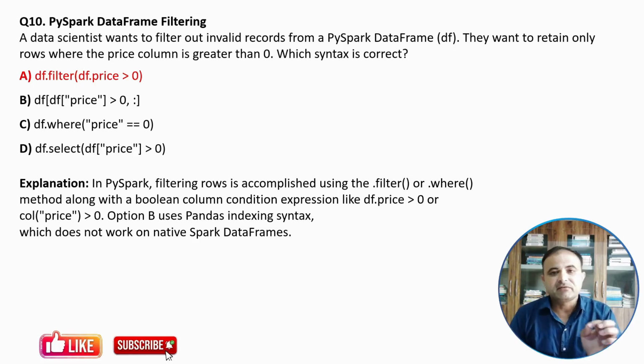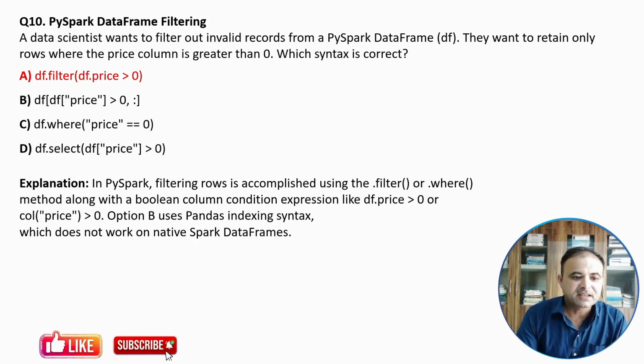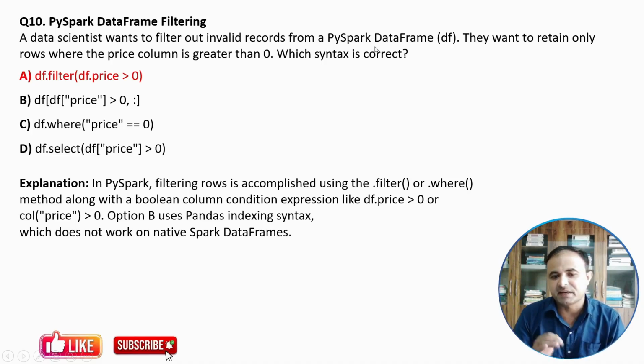PySpark DataFrame filtering. If you are writing some query, a data scientist wants to filter out invalid records from a PySpark DataFrame df. They want to retain only rows where the price column is greater than 0. Which is correct? It is the same question.